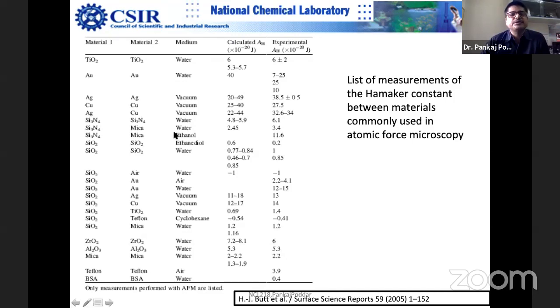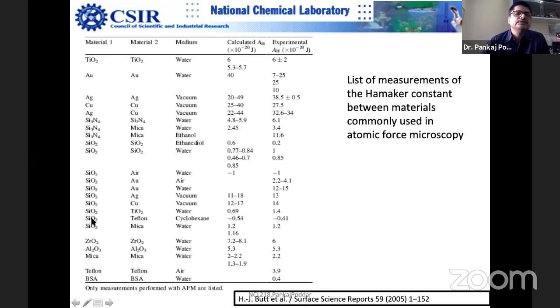So for example, this table is taken from this paper, and you can see this is such a rich table. This is real life. You have two materials. For example, you have two titanium spheres. For engineers also, it is so important. For example, you have a gold tip and gold surface. You may have colloidal silver nanoparticles, silicon nanoparticles, and the medium may be air, and all kinds of things.